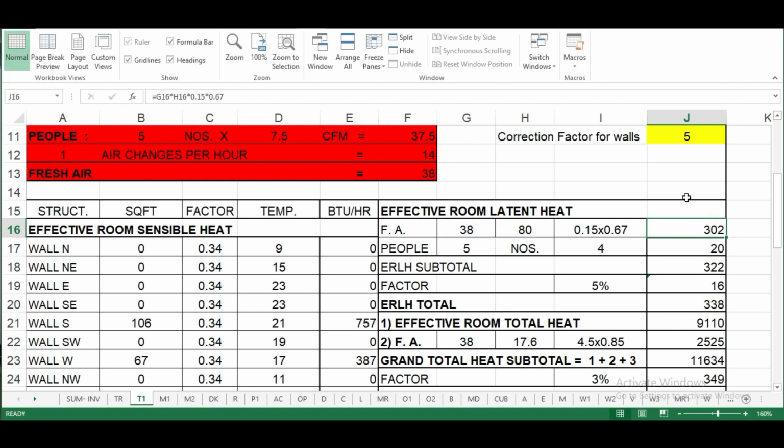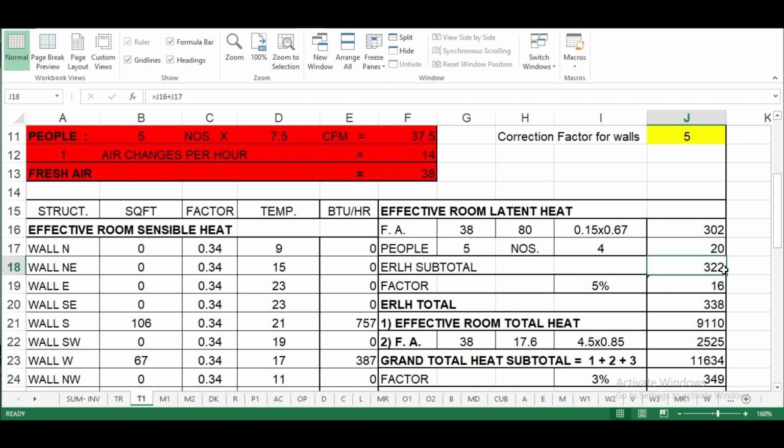Next is how many people are there. Since you see over here, we have assumed 5 people. Next is 4. What does the 4 stand for? As computers have some heat release, as a person we also have some heat release from our body when we breathe, so that value is considered and it comes to 20. Then the total latent heat comes to 322.